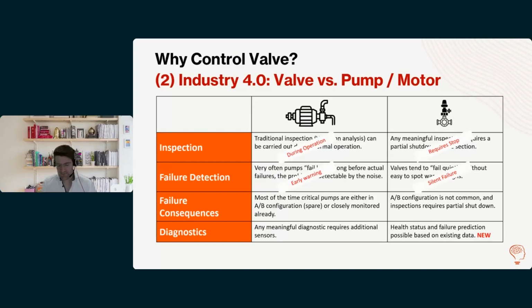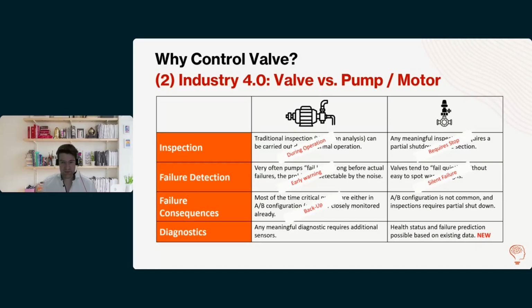Valves are very different in this sense. With control valves, very, very rarely can you hear failures. We call it failing quietly. It's a silent failure. They fail and quite often lead to expensive shutdowns. Failure consequences. Also here there is a huge difference between pumps and valves.